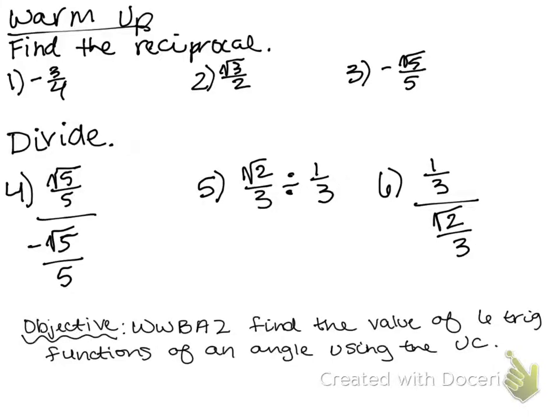Our objective today is we will be able to find the value of 6 trig functions of an angle using the UC, meaning the unit circle. So you should have out your unit circle with these notes.